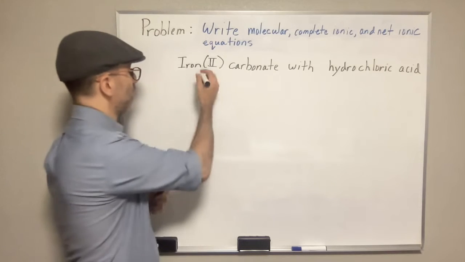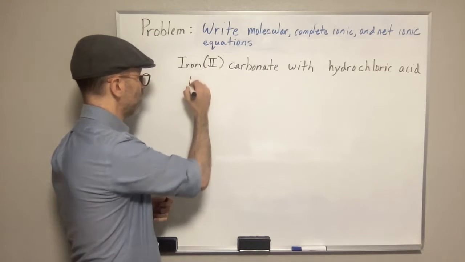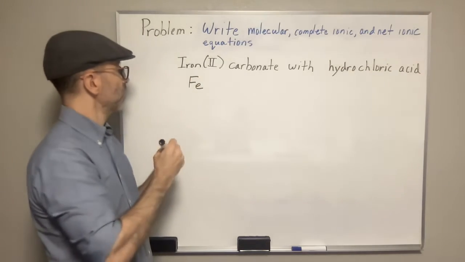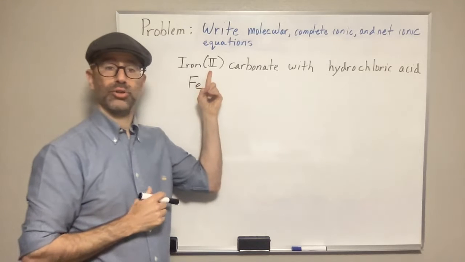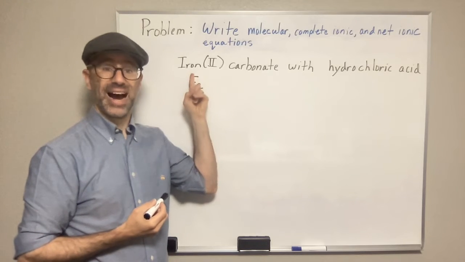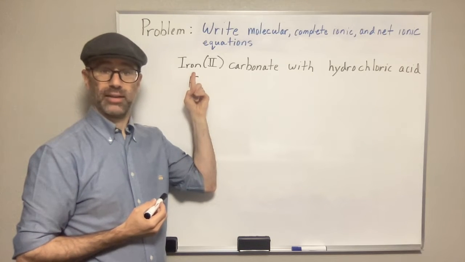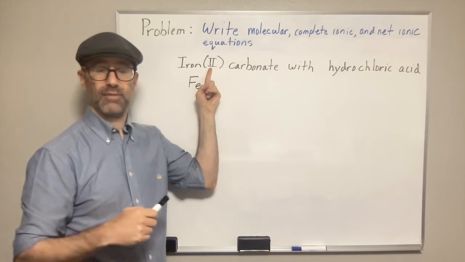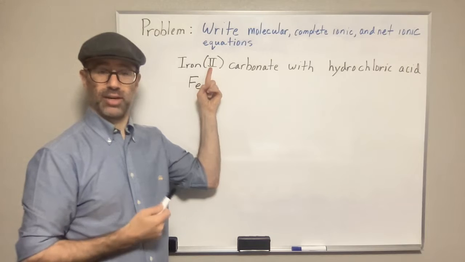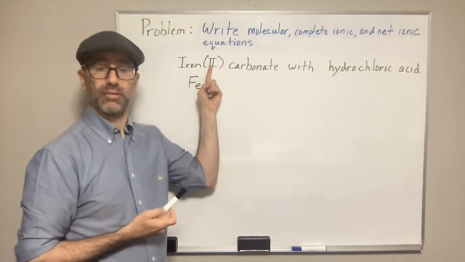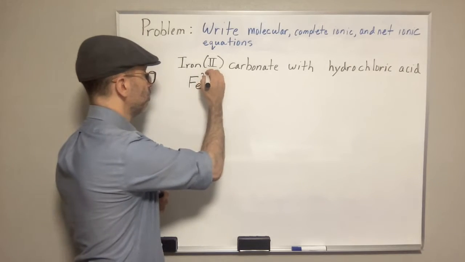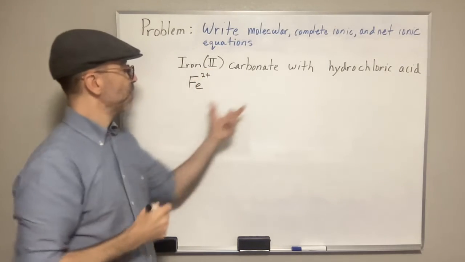So for this ion, iron 2, obviously it's iron. The symbol for iron is Fe. And the Roman numeral 2 always tells us the charge on the metal ion itself. So this is not telling us the number of ions or the number of atoms of iron we have in our compound. It's only giving us the charge. So this is going to be a 2 plus charge on our iron.